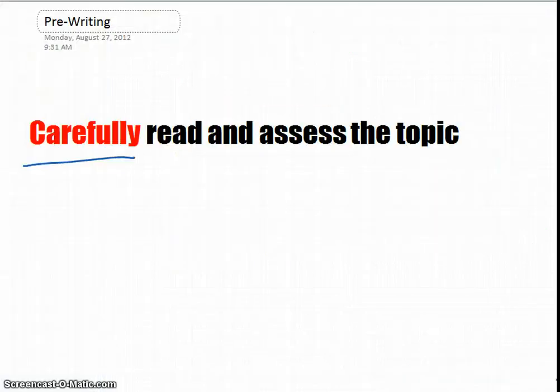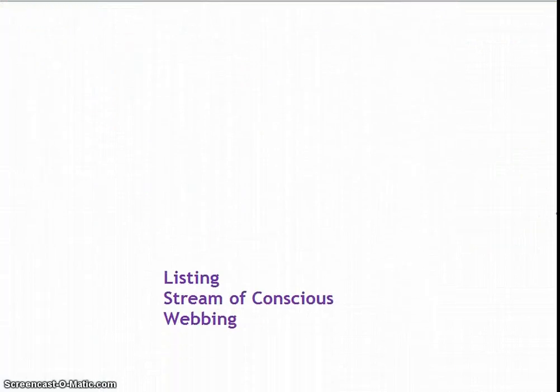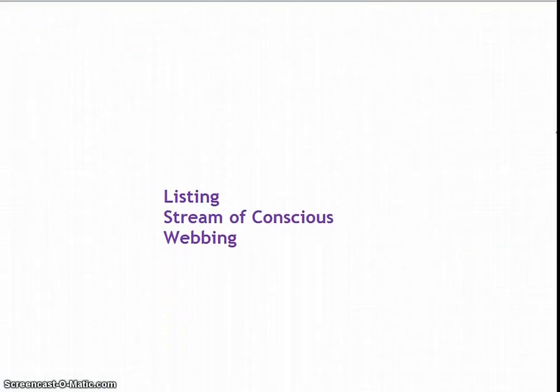The next thing you need to do when writing a paper is pre-writing. And there's various ways to pre-write. There's listing, stream of consciousness, and webbing. I'm going to talk primarily about webbing, but briefly explain listing and stream of consciousness. Listing is literally listing ideas. So the prompt that we were just given is to write about one symbol. So the first thing I want to do is write out all the possible symbols I can think of.